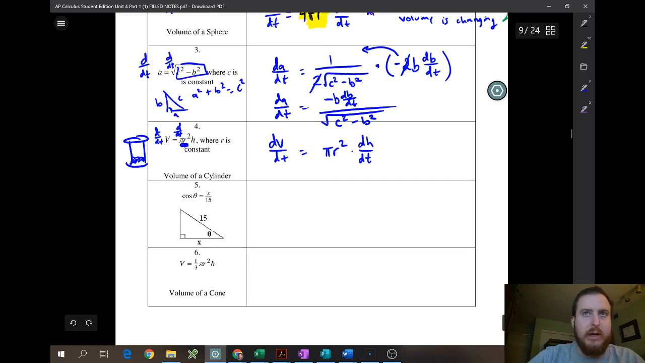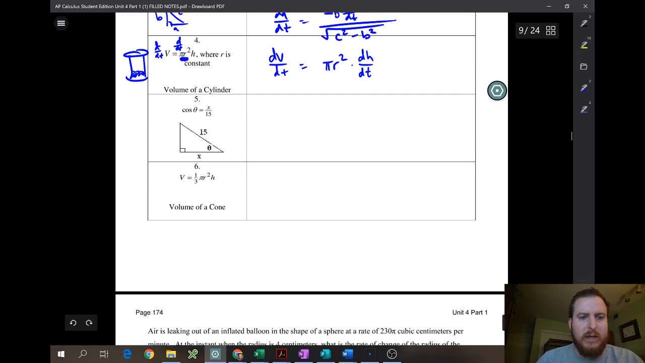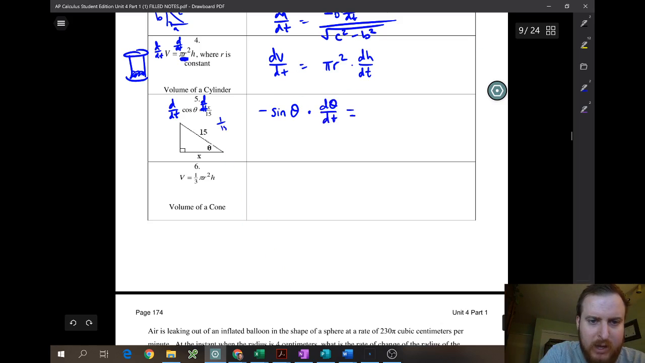Okay. Next up, we have a triangle where they've given us 15. Now, 15 is a number, so it's a constant. And they want us to derive this equation, cosine of theta equals x divided by 15. And so the derivative of cosine of theta is negative sine of theta, but then we have a variable, so times d theta dt. And equals, now for x over 15, I like to kind of write this as 1/15 x. It makes it easier on me. Like the derivative of 15x would just be 15. So the derivative of 1/15 x is just 1/15.